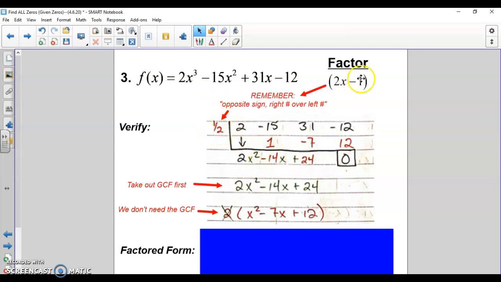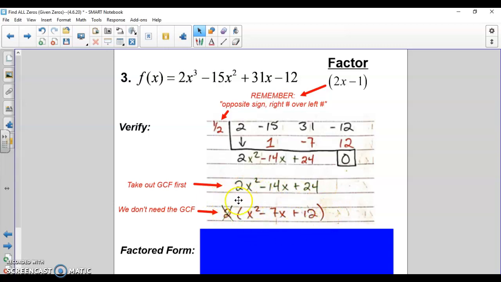Verify that one factor that I gave you. Now, when I get left over, you're going to have a GCF. Alright, take that out. We don't need it. It's not going to be in the factored form either. It's something weird. I don't want to get into the long process of explaining that. So I don't need the 2, but you take that out, or just divide everything by 2. I'm fine with that too.